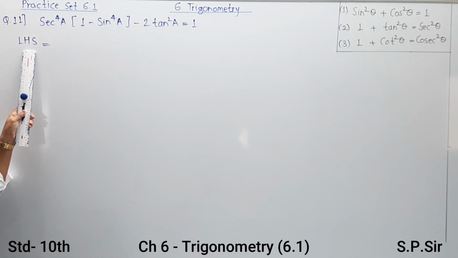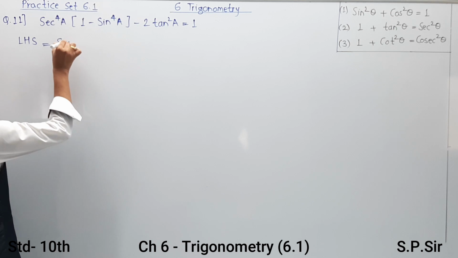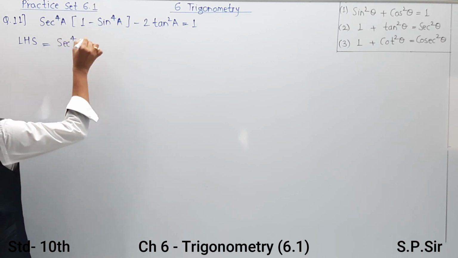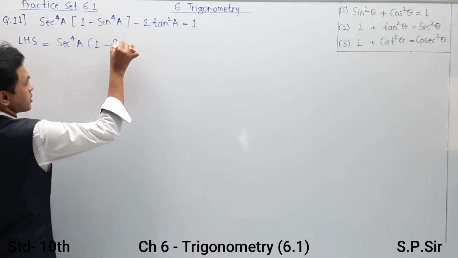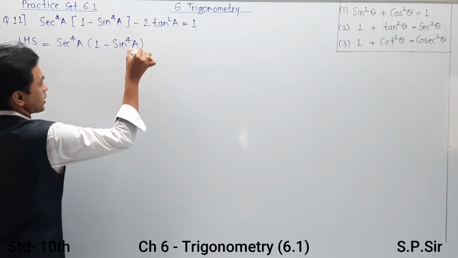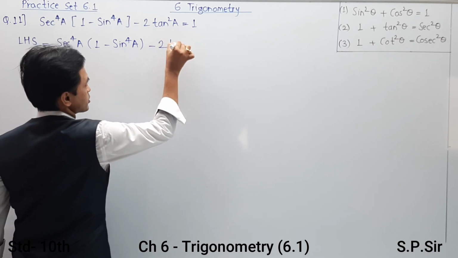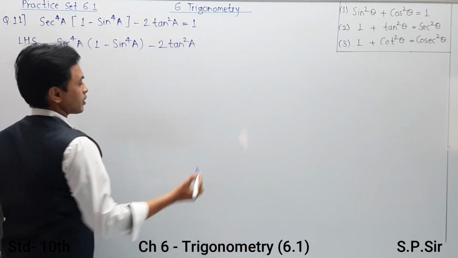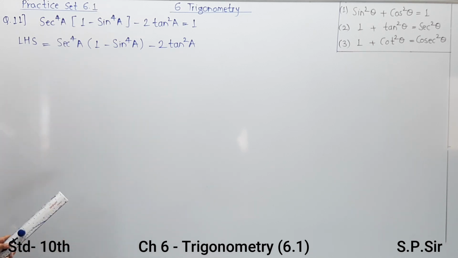So as per your condition, LHS is given: sec raised to 4A into bracket 1 minus sin raised to 4A minus 2 tan square A. So minus 2 tan square A. Now here one by one I will write some additional properties if required, and the series will go downstairs over here.